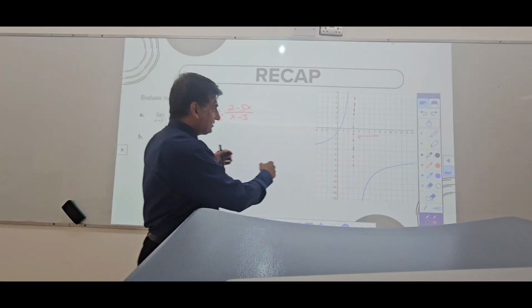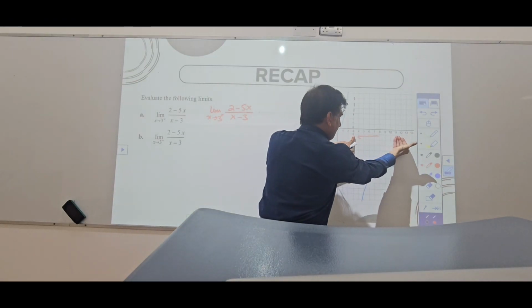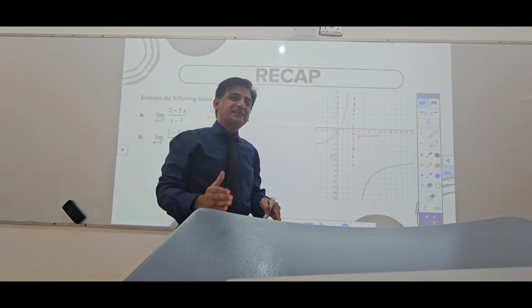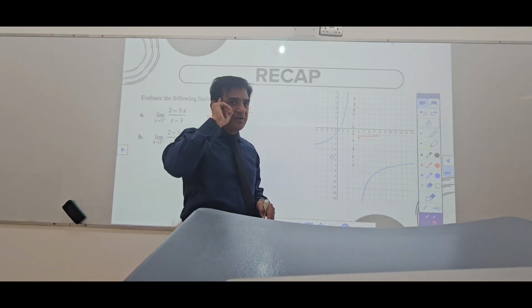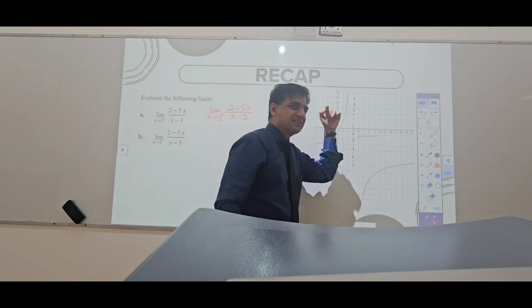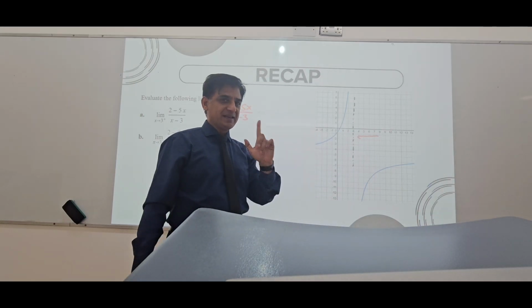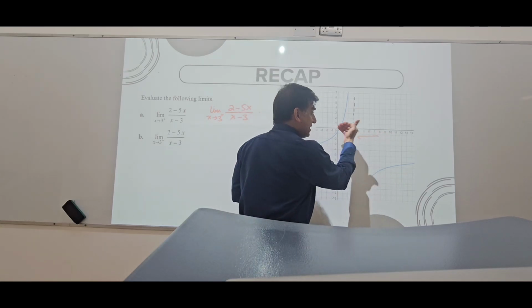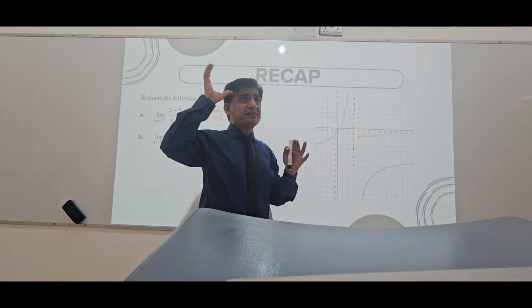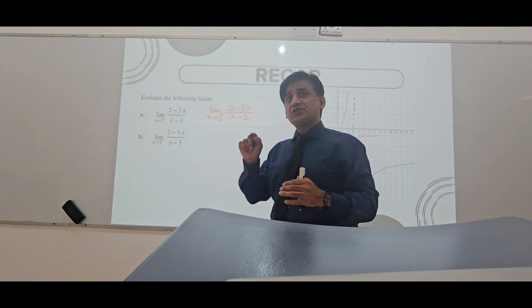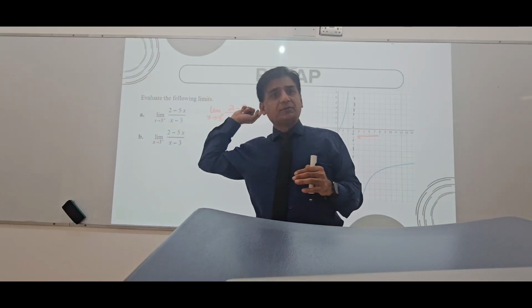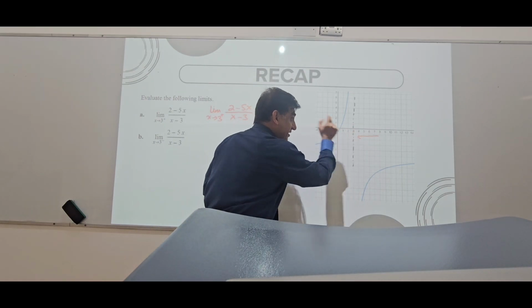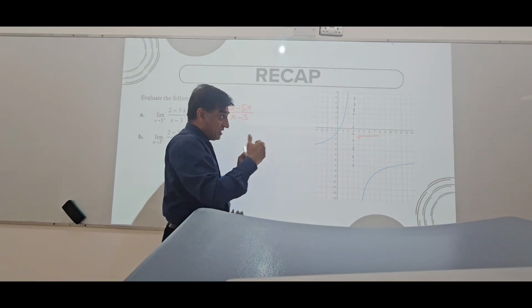So x is approaching 3 from the positive side. It's going towards 3. No matter how close it gets to 3, remember that this number is still going to be positive, even if it gets very, very close to 3. For example, let's think of a number, let's say 3.0000001. This number is still positive because it's bigger than 3.